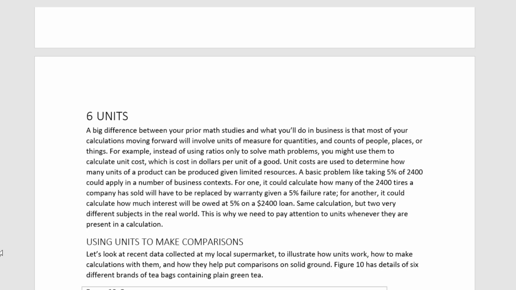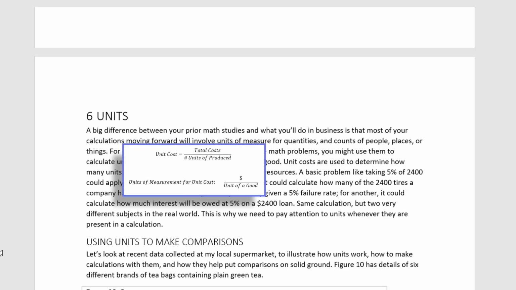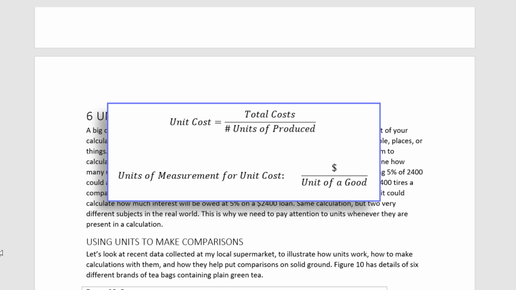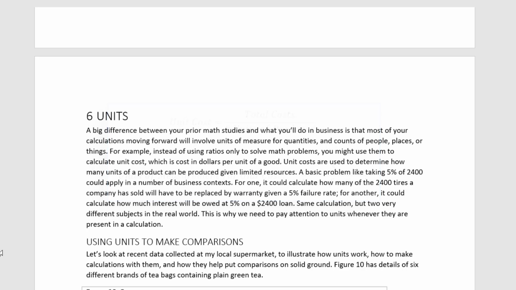But in business, you might use them to calculate unit cost, which is the cost in dollars per unit of a good. Unit costs are used to determine how many units of a product can be produced given limited resources. So they're very important in business decision making. Unit costs are in units of dollars per unit of the good. So it's not just a ratio, it's a ratio of two numbers that have specific units.